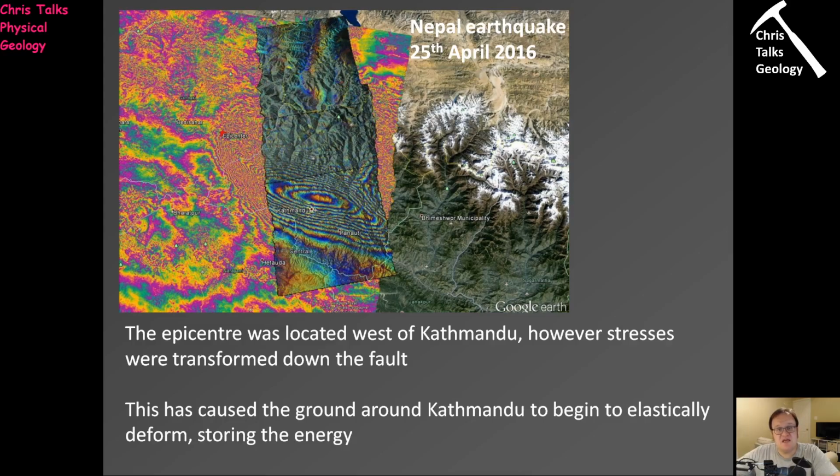And so what we're seeing here with this concentric pattern is the ground warping due to the buildup of stresses. And that's simply because the stresses that were over here have been passed down the fault, and now they're right here.